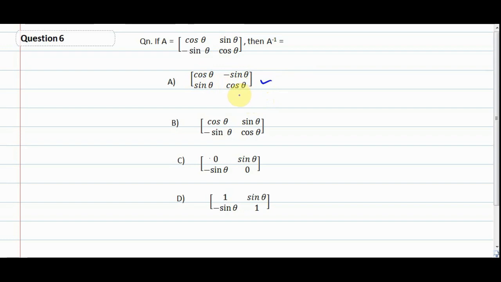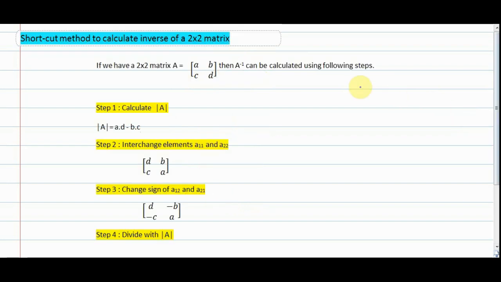Now, let me familiarize you with a shortcut method to find the inverse of a 2 by 2 matrix. This matrix is a 2 by 2 matrix, so we may calculate the inverse using the shortcut method given here. If we have a 2 by 2 matrix A equal to [a, b; c, d], then A inverse can be calculated using the following steps. Step 1 is similar to the conventional method: we have to calculate the determinant of A. So determinant of A is equal to a into d minus b into c.